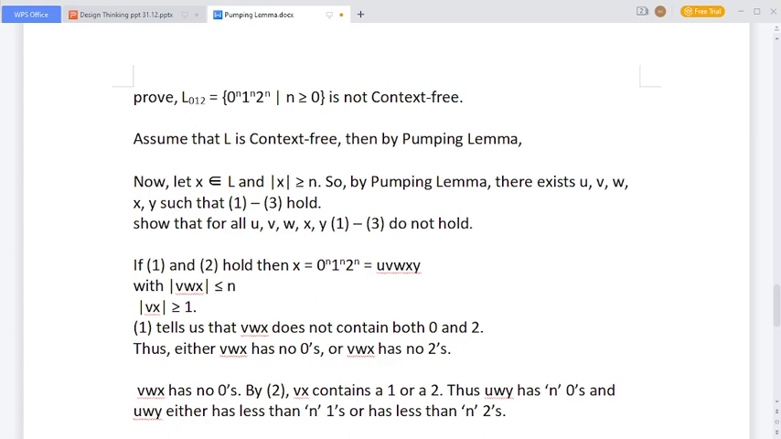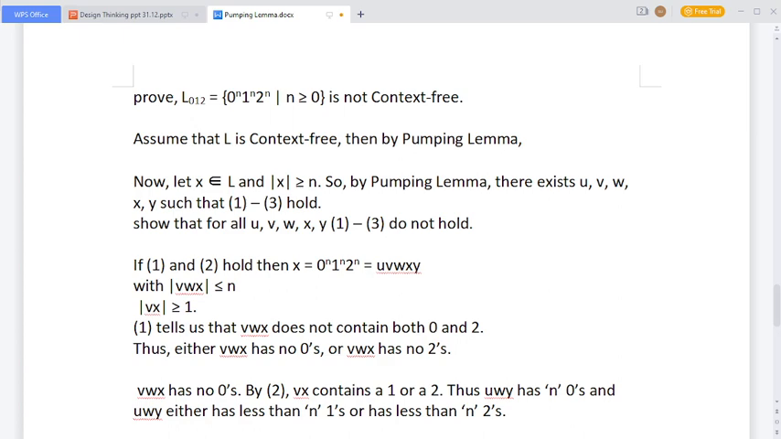If 1 and 2 are held, then x equal to 0 power n, 1 power n, 2 power n, which is equal to uvwxy. Here we can choose any value of n. So modulus of vwx is less than or equal to n. Modulus of vx is greater than or equal to 1.